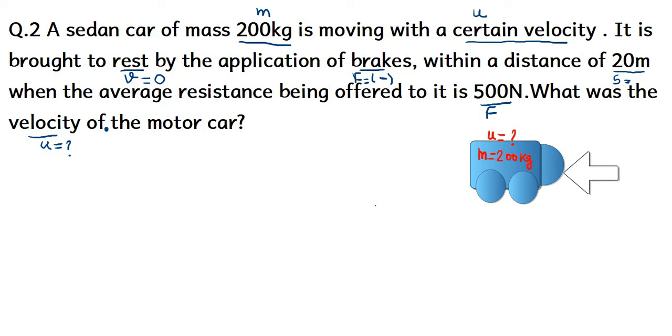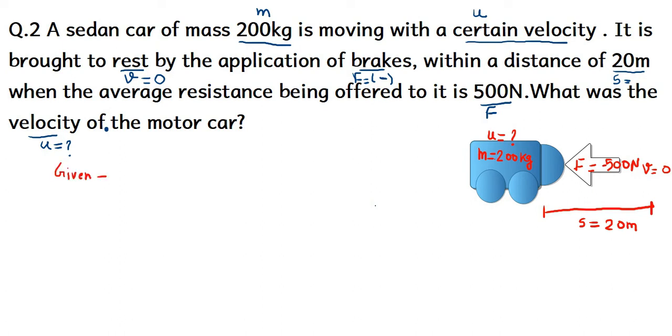I am showing by this opposite direction of arrow that force is applying in opposite direction. We can also place negative before 500 Newton. After applying brake, final velocity is 0 and the car has travelled 20 meter distance. All the values we can mention over here in the solution. Mentioning F in the opposite direction by negative sign, distance travelled as 20 meter.